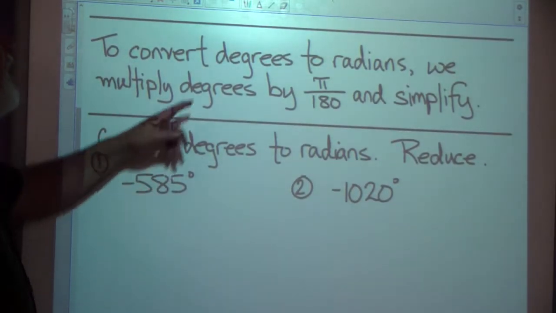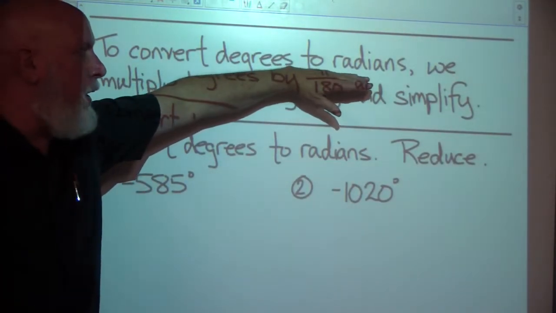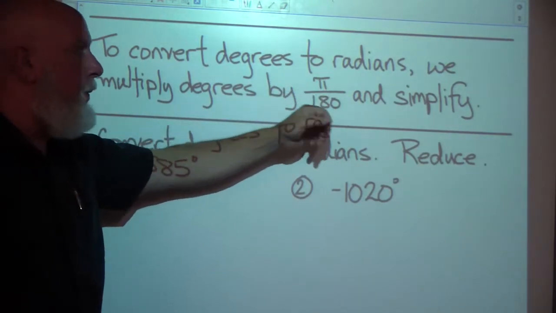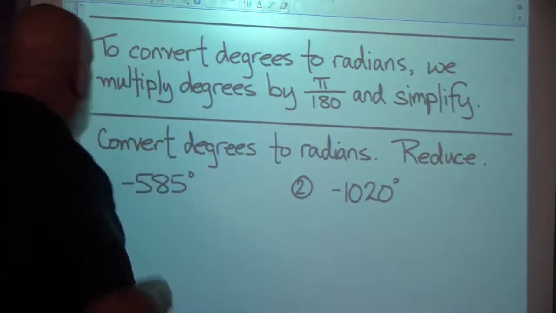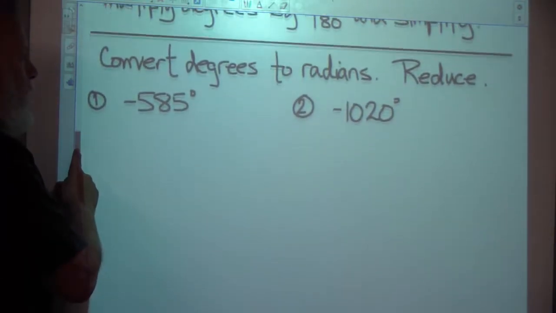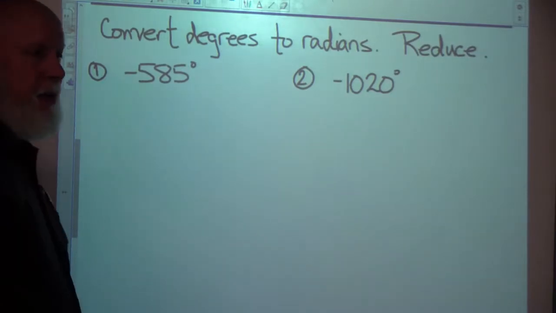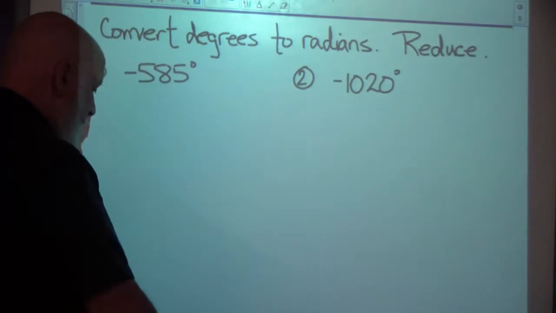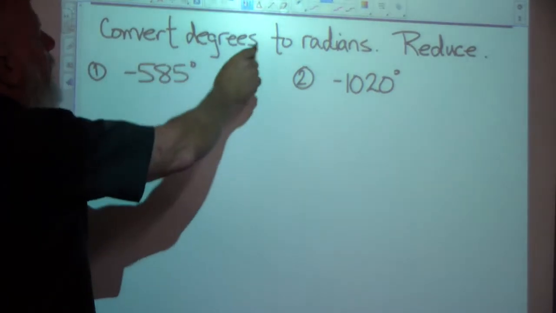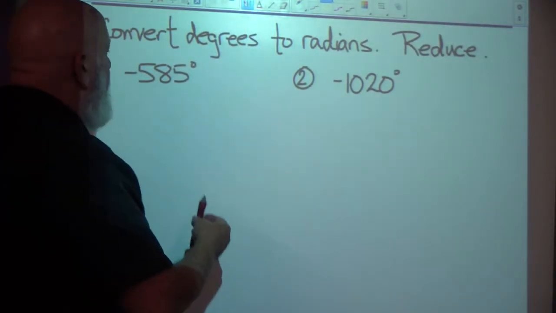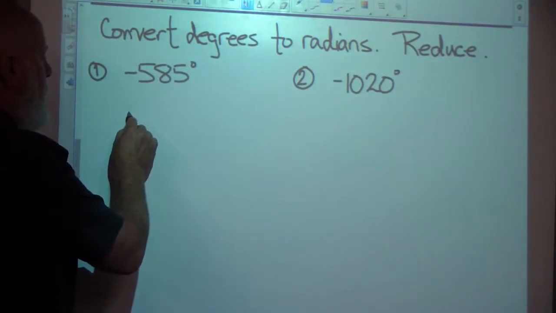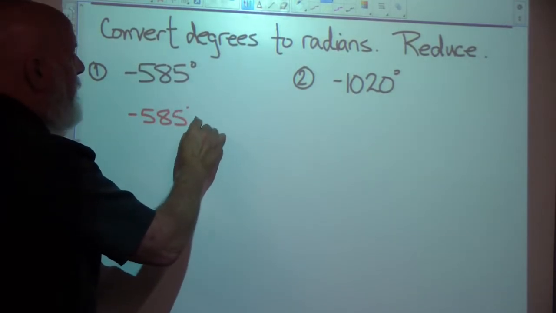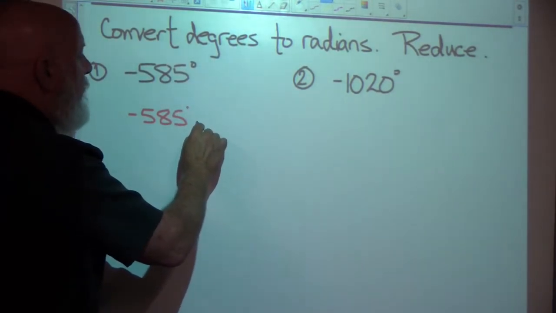To convert degrees to radians, which is what we're going to be doing today, we're going to multiply degrees by pi over 180. That's a fancy form of 1, really, and simplify. So here's what it's going to look like. Convert to radians, and when we get to graphing, you'll see where radians come in real handy, hopefully. Convert degrees to radians and then reduce. So I'm going to take my degrees, negative 585 degrees. I'm going to multiply that by pi over 180.